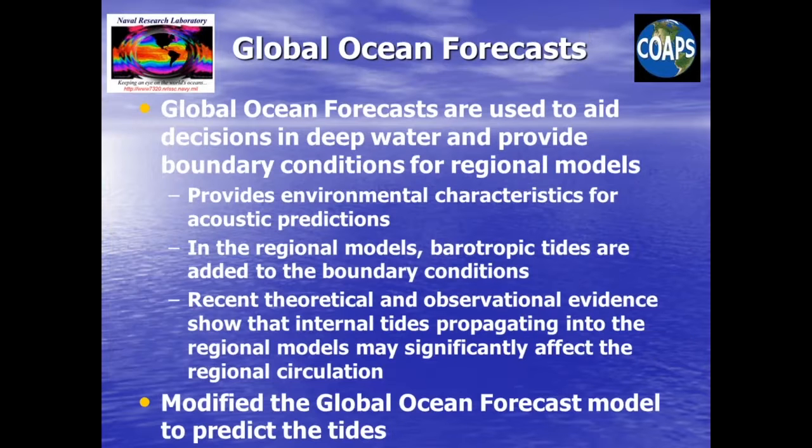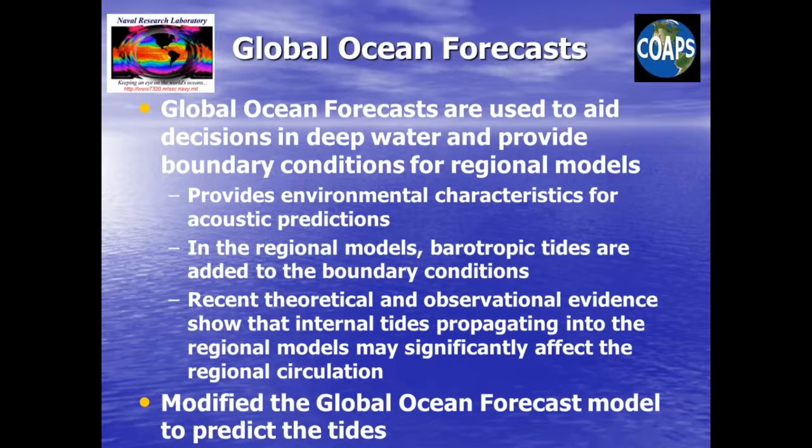And these forecasts are then used by the Navy for decision aids, so things that we don't normally think about, you know, when they want to go launch an exercise or whatever. They're used to predict the acoustic properties in the ocean for finding submarines and things like that. And they're also used to provide boundary conditions for regional models.